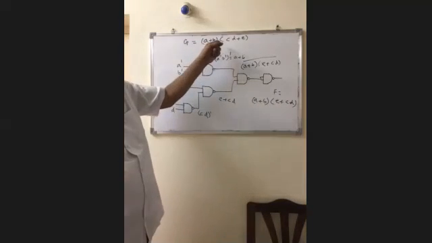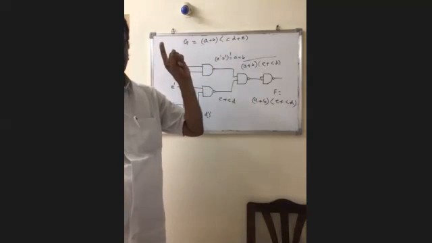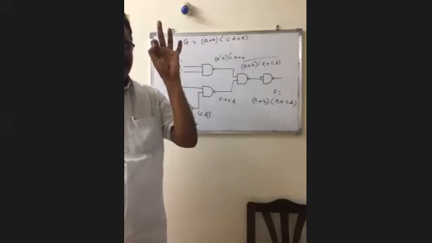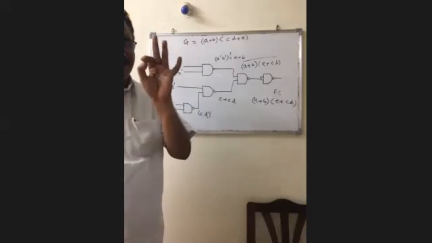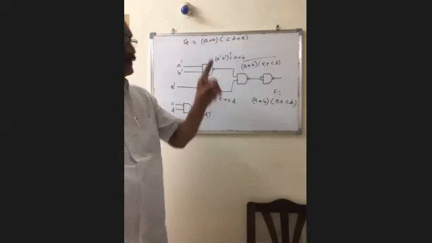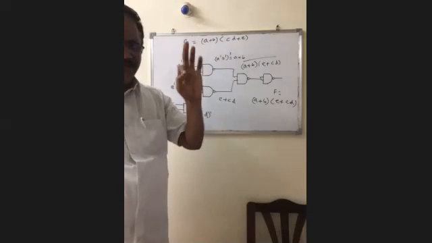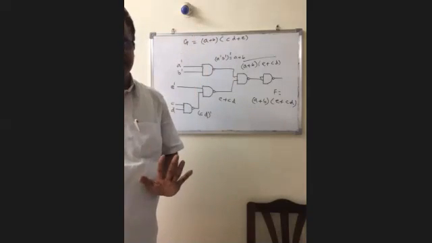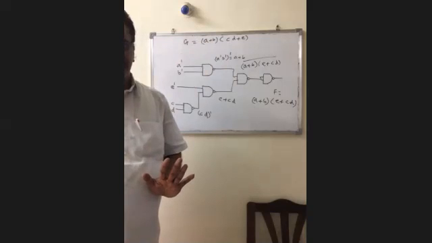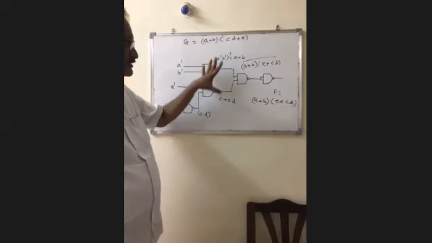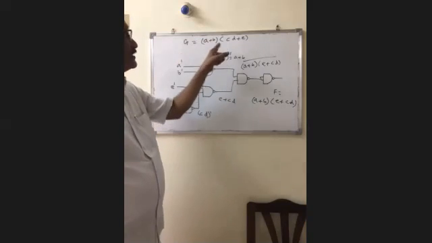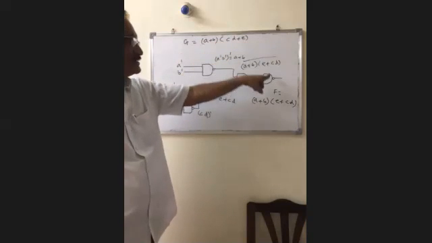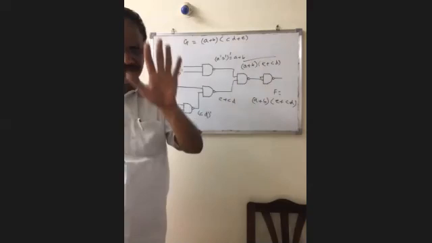To realize the given expression, actually it is not perfectly in the POS form, but it looks like it is in the POS form. To realize that one by using only two input NAND gates, this is the procedure. It looks like POS form, so we have to connect a single input NAND in the third level. That is the first point.